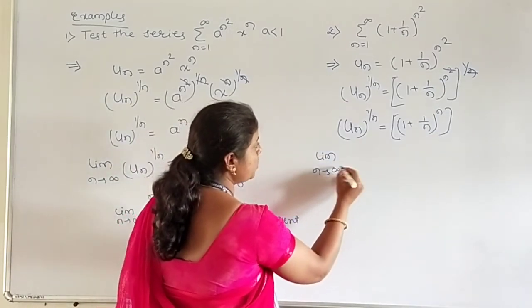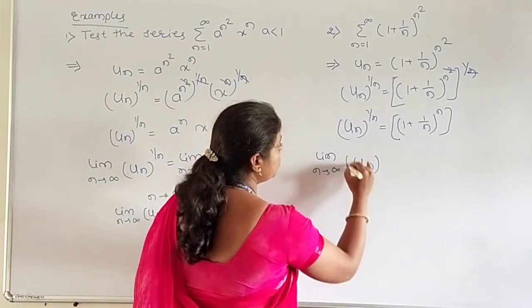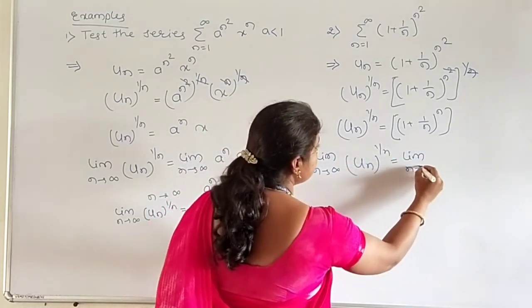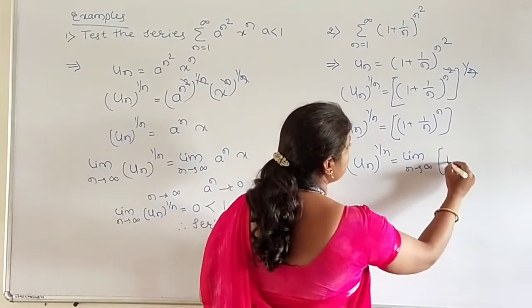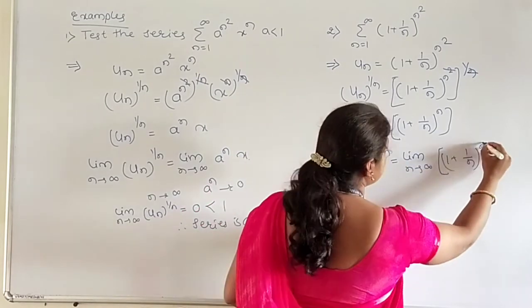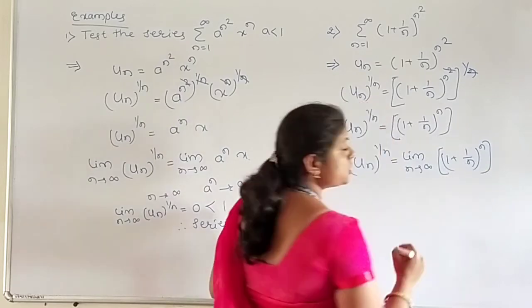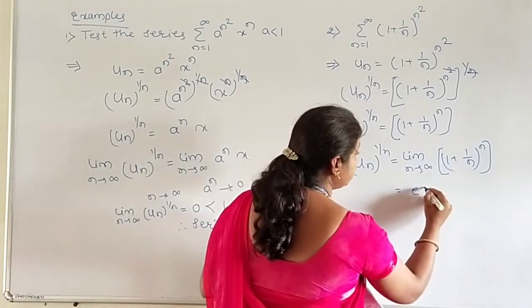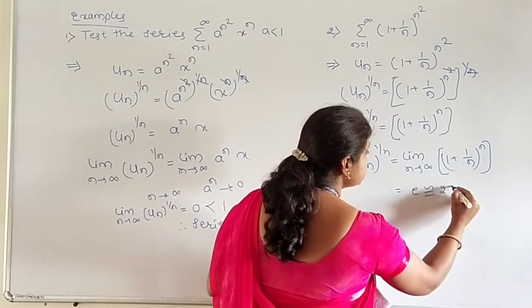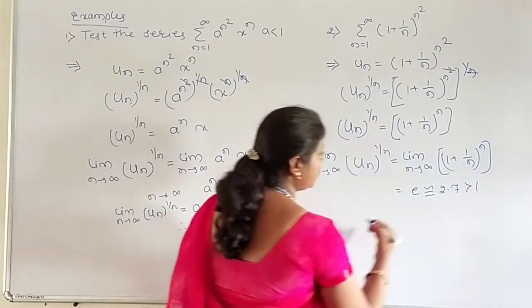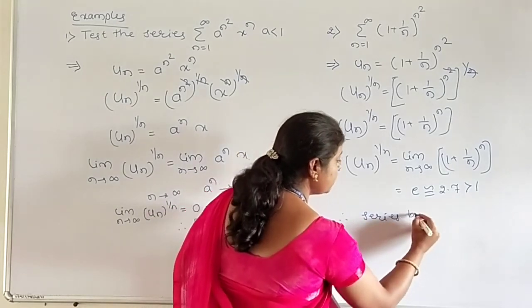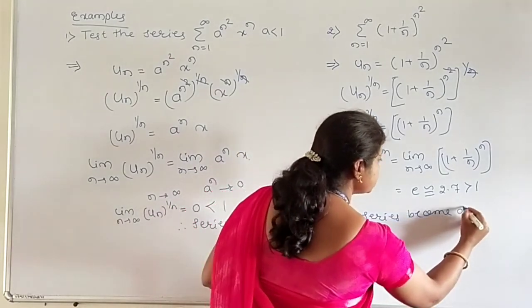Now apply the limit on both sides. Limit as n tends to infinity of un to the power 1 by n is equal to limit as n tends to infinity of 1 plus 1 by n to the power n. By our standard result, this becomes e, that is 2.7, which is greater than 1. Therefore, the series becomes divergent.